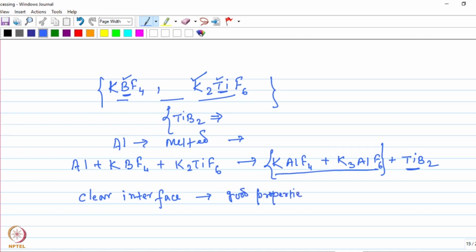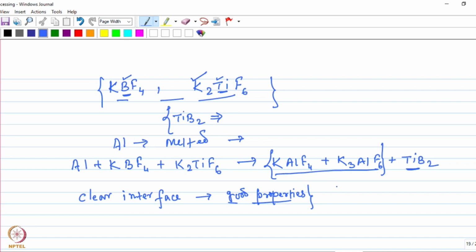Because the interface between the particle and the matrix plays a significant role in many of the properties, such as the strength. Okay. So if there is something forming at the interface and if that particular product is brittle in nature, then you can understand that the mechanical properties will suffer.